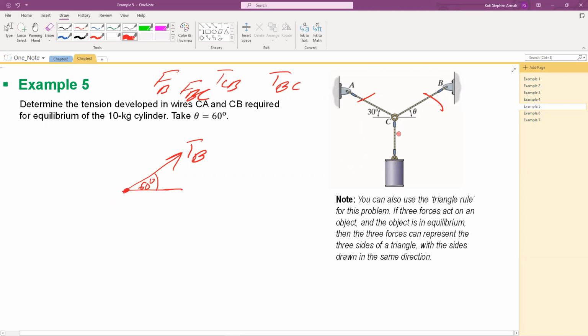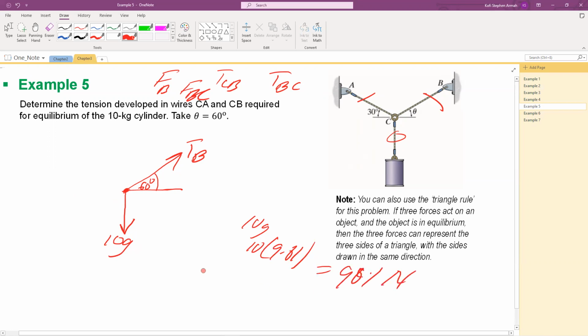The tension here is the same as the weight, so you can represent the weight directly, and that is what is up here. Or you could have drawn another free body diagram, but the tension here is 10 times g, which is 10 times 9.81, so that would be 98.1 Newton. You could put that there, but I would like to keep it this way.